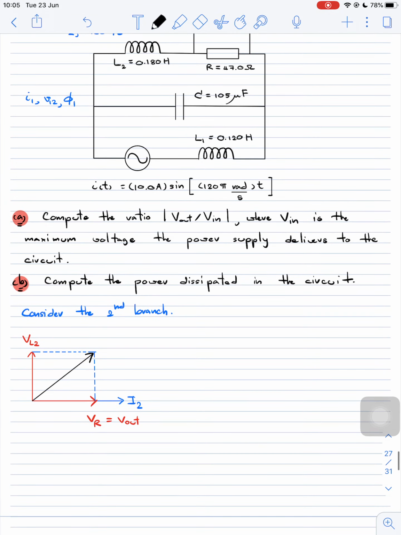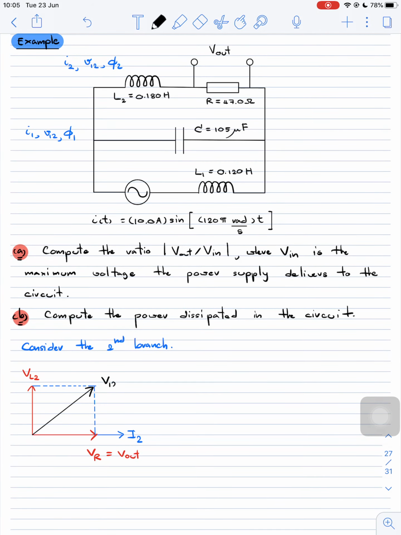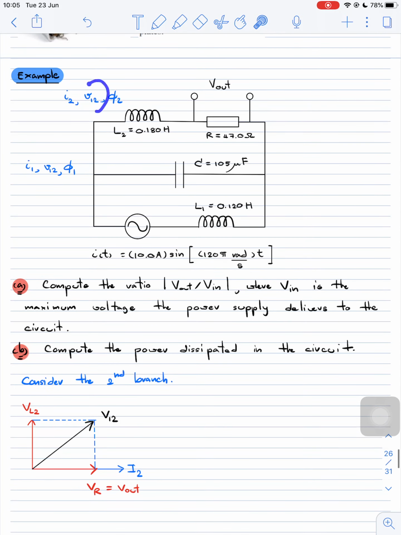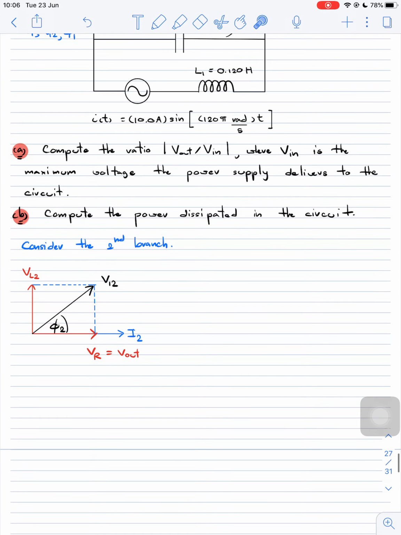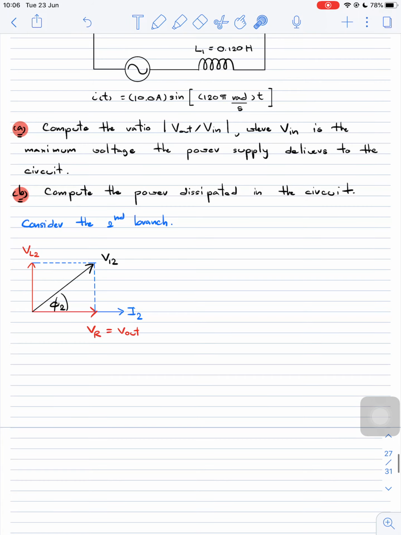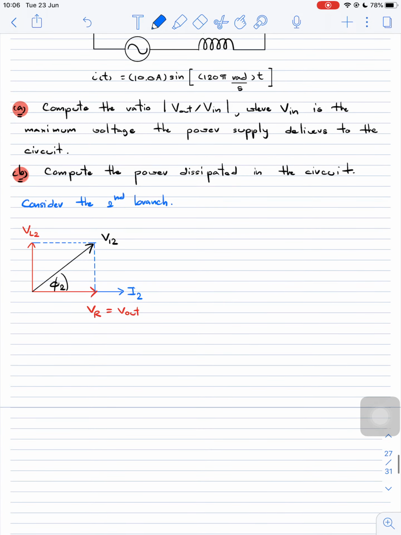Okay, so we have this one. This one is going to be the V12, the potential difference across the whole thing here. And now this phase angle is going to be equal to the phi 2, the one that we just defined here. So let's find the number.